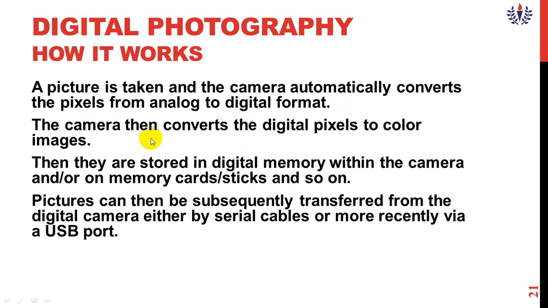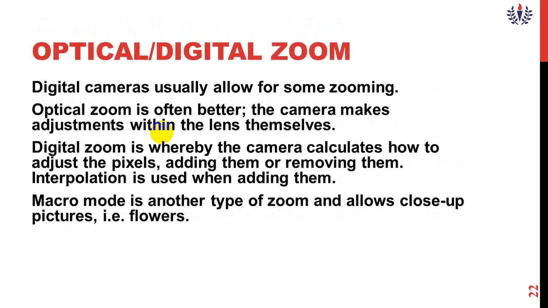The same camera will convert digital pixels into color images. Then they can store it in the digital memory within the camera itself, maybe in a memory card or sticks. Then the picture can be subsequently transferred from the digital camera either by serial cables or, more recently, using a USB port.